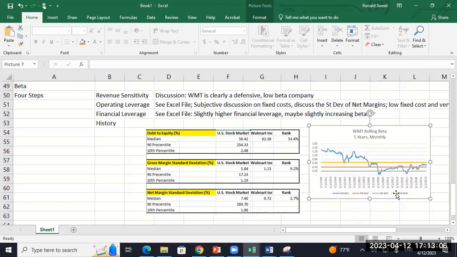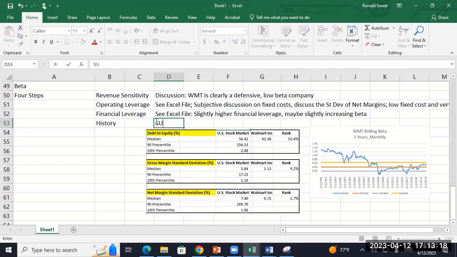Make sure you have your labels here. Don't have series 1, 2, 3, and 4. So series 1, that's the rolling beta. Then you have the median. Then you have the 90th percentile. So their median is 0.4. Histories suggest 0.35 to 0.6 or so.